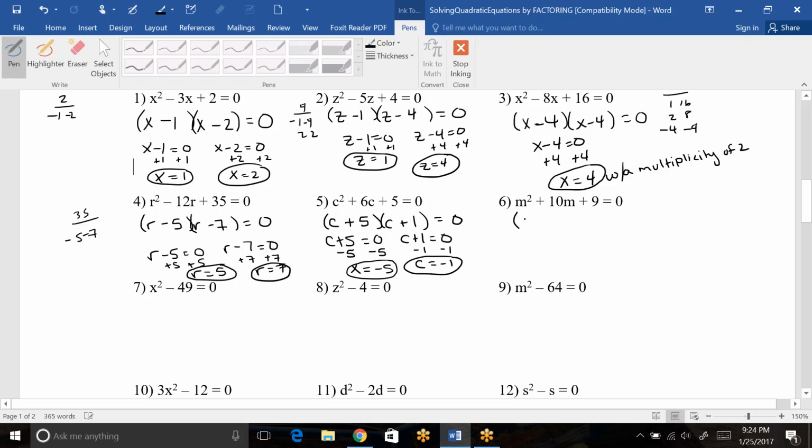For number 6, we have M and M, again set equal to 0 already. Factors of 9 that make 10, when you add them together, would have to be 9 and 1. And you're kind of noticing a pattern.